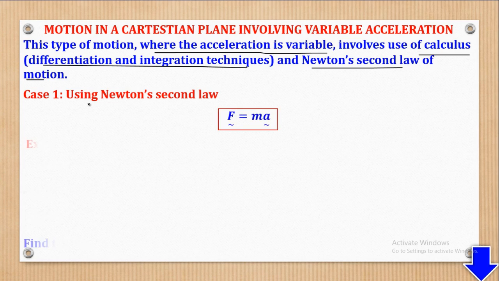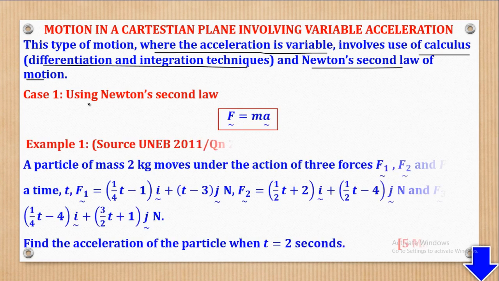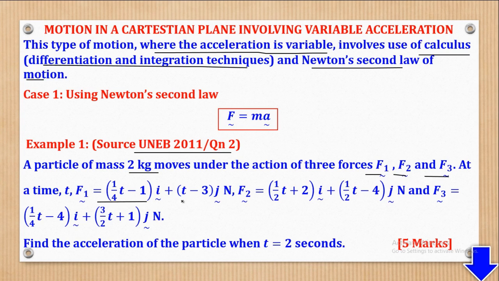With that we shall look at this example, which was got from UNEB 2011 paper 2 question 2, and it says a particle of mass 2 kilograms moves under the action of 3 forces F1, F2 and F3. This is force F1 in terms of t. At any time t, force F1 is this. You can see that force F1 is a function of t, meaning it is variable.